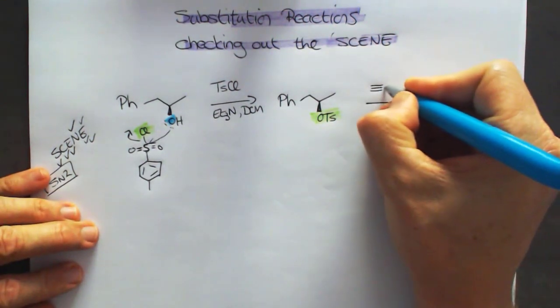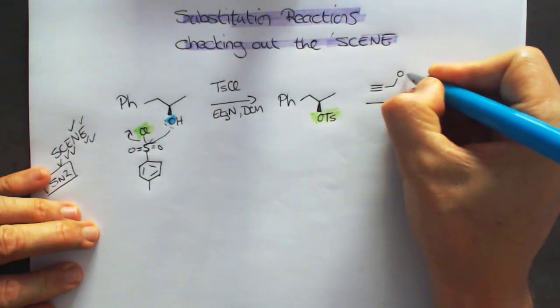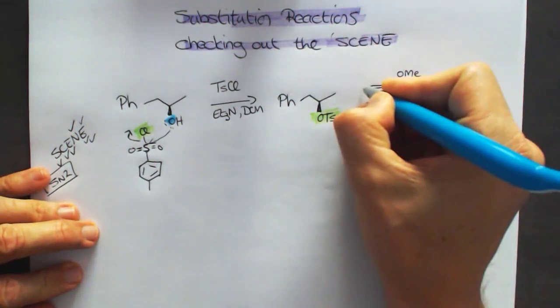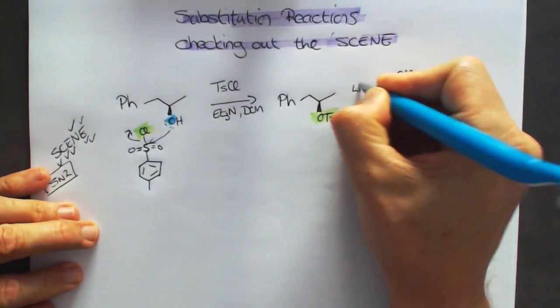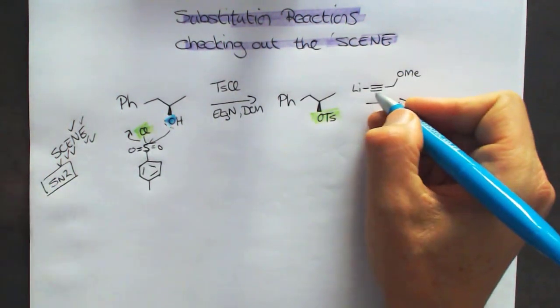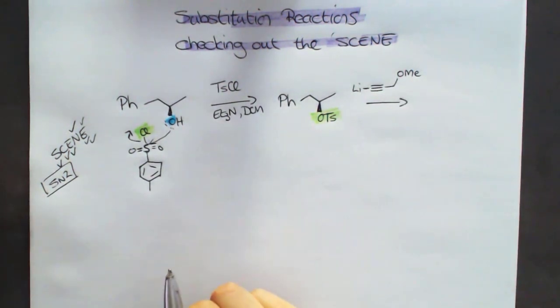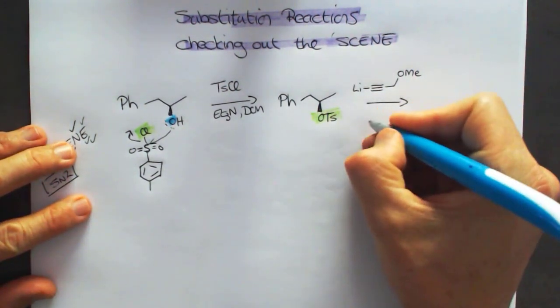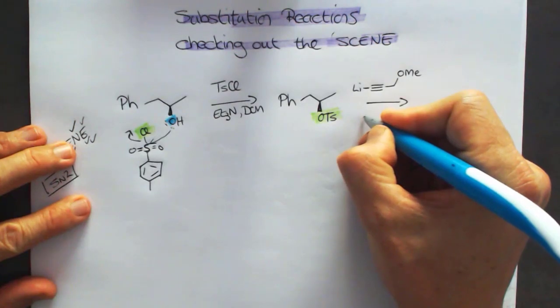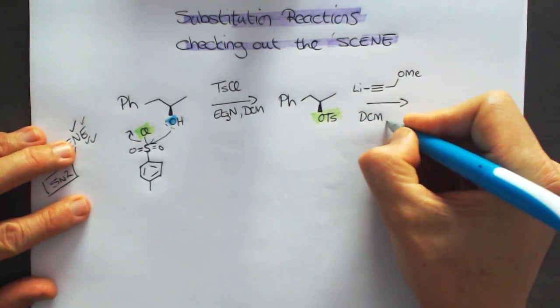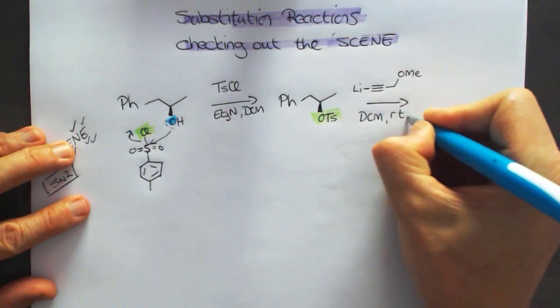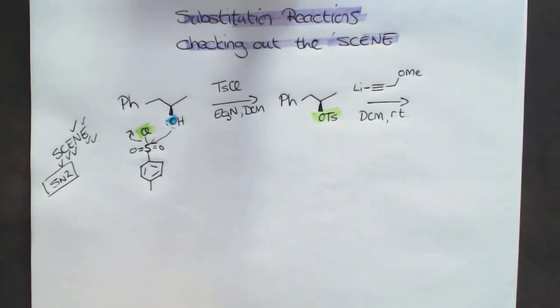So the nucleophile I'm going to add is this alkynyl ether. Let's just put a methyl ether over there, and what we have over here is a bond to lithium. So this would be an ionic bond. Okay, let's put in some solvents. I'm going to do this reaction, we'll keep it in DCM, and this is also done at room temperature.